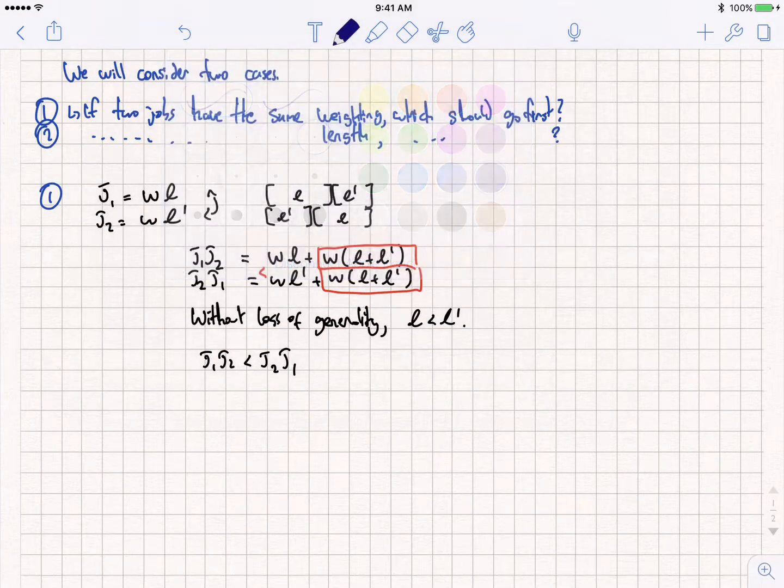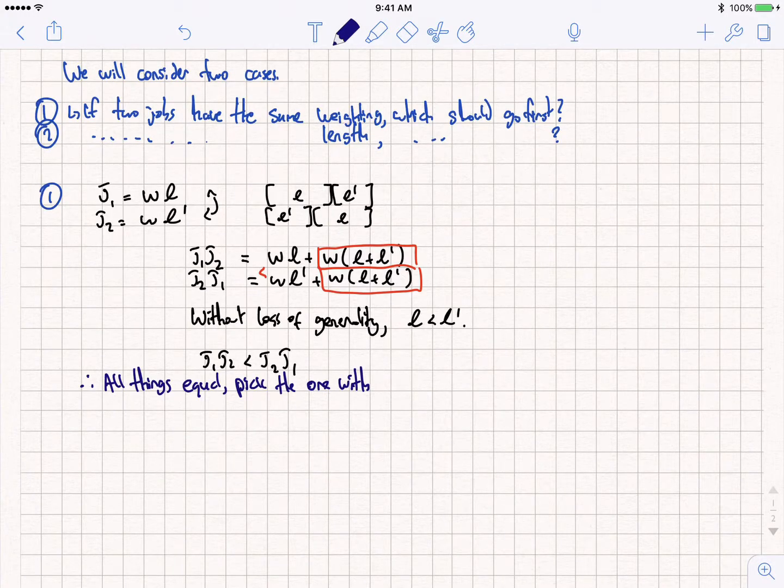Therefore, all things equal, pick the one with the shorter length first. This makes sense because both will end at the same time, but since the weight is the same, you want the lower length first, so your cost will be lower for the first block that you're placing. Hopefully my diagram helps more with that.